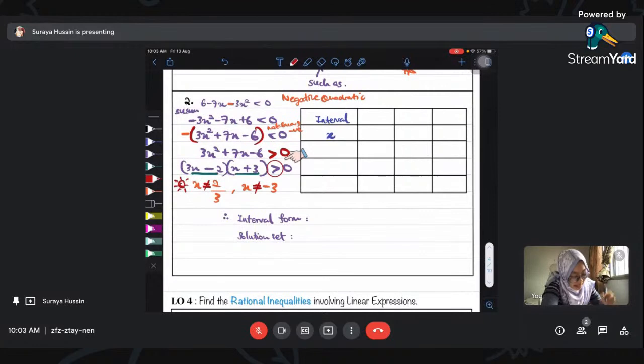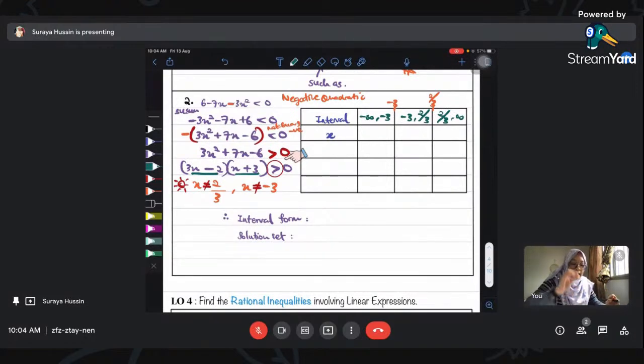Okay. Tapi nombornya masih kita nak pakai. So negative 3 is there and 2/3 is there. Negative 3 is smaller, right? Nombornya masih kamu mahu. The number is still what you want. So you must use it. Now you insert the value.